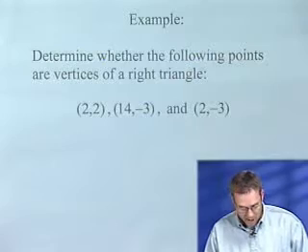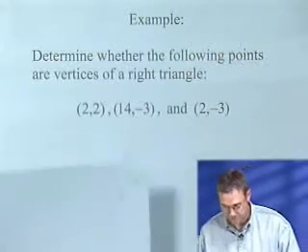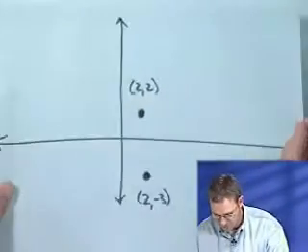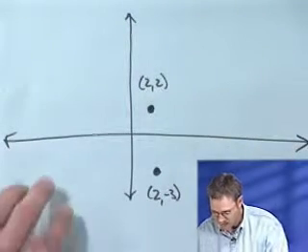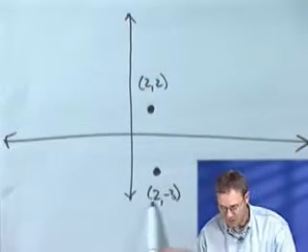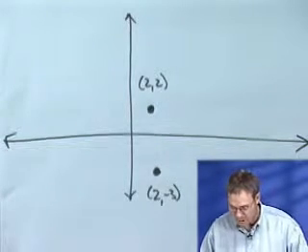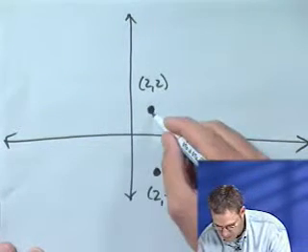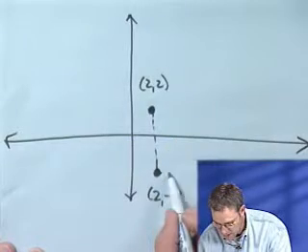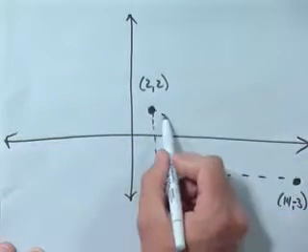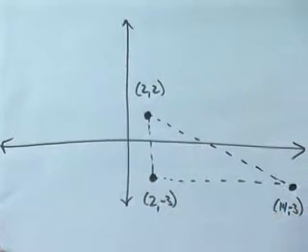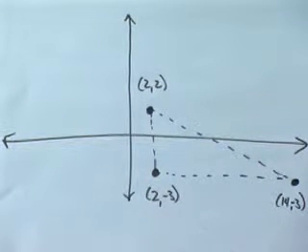Okay, so I went ahead and plotted these points: 2, 2, 14, -3, and 2, -3. Now it appears that it is a right triangle if we connect all these points. However, we cannot take the picture's word for it. We have to actually prove this. So how are we going to do this?